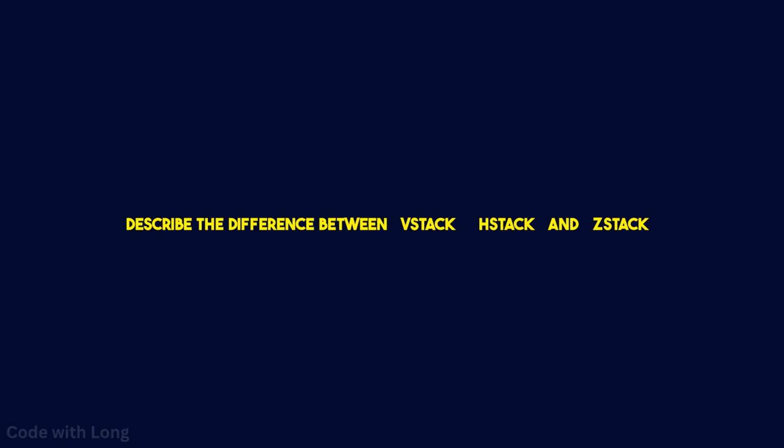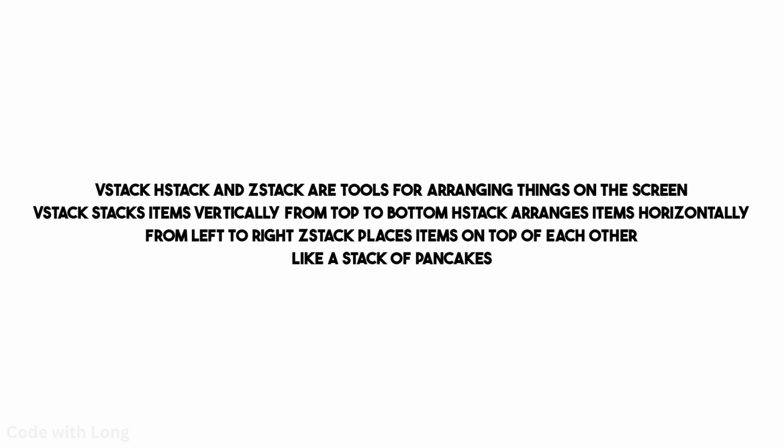Describe the difference between VStack, HStack, and ZStack. VStack, HStack, and ZStack are tools for arranging things on the screen. VStack stacks items vertically, from top to bottom. HStack arranges items horizontally, from left to right. ZStack places items on top of each other, like a stack of pancakes.